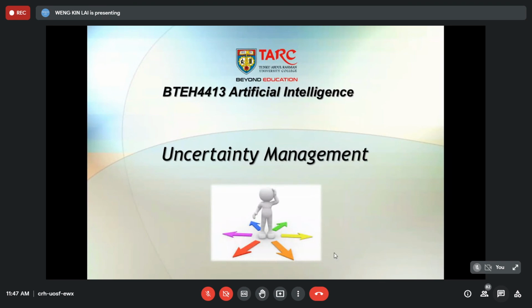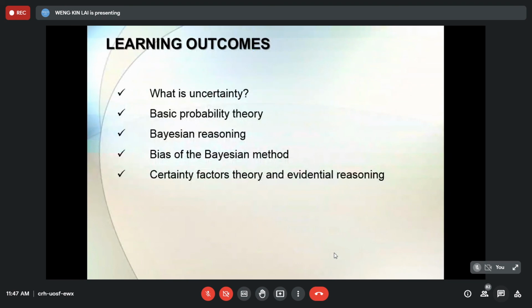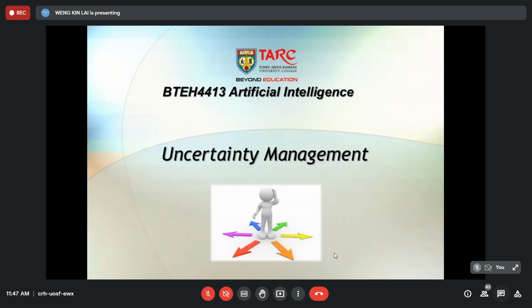So let's move on to a new topic called uncertainty management. This is an extension of your expert system and also a rule-based system. As usual, this is what we hope to learn at the end of this topic. Probably we can finish it by tomorrow. So what is uncertainty? Again, because the topic itself is based on uncertainty management. How do we manage uncertainty?